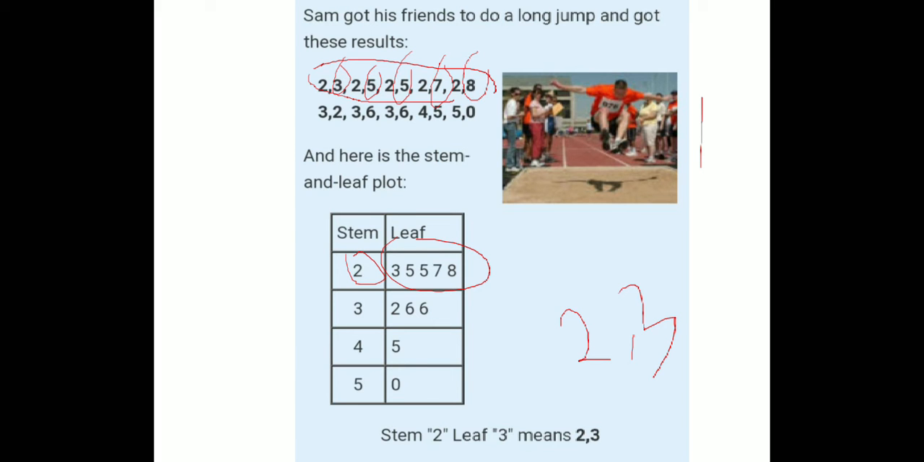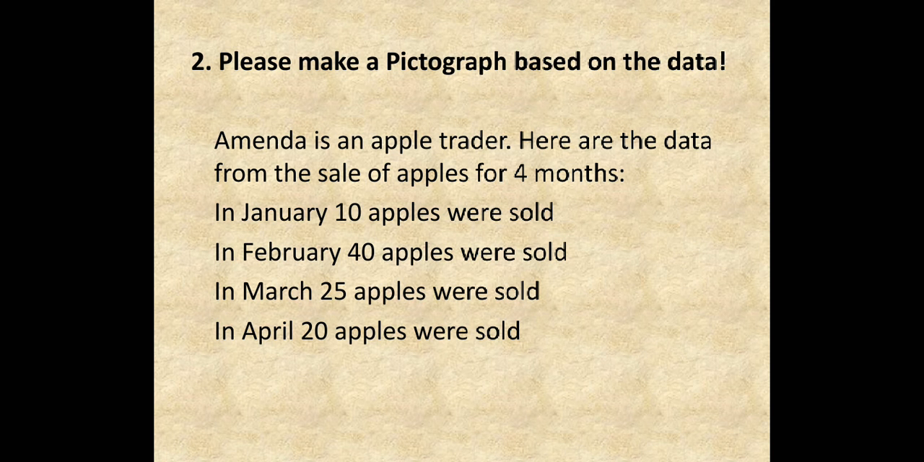And the next question is, please make a pictograph based on the data. Amanda is an apple trader. Here are the data from the sale of apples for 5 months. In January, 10 apples were sold. In February, 40 apples were sold. In March, 25 apples were sold. And in April, 20 apples were sold. So based on the data, we can make the pictograph like that.